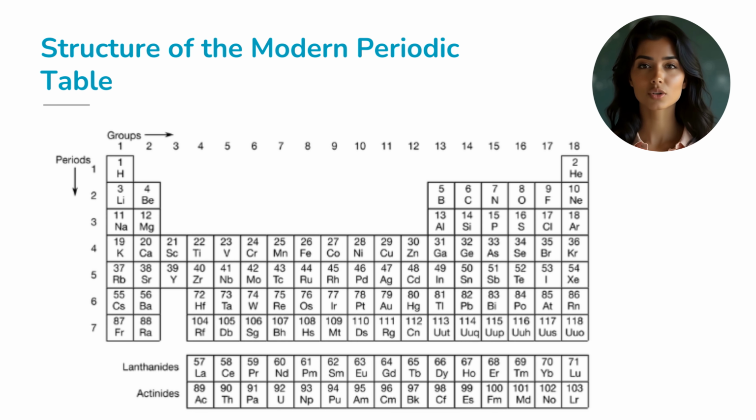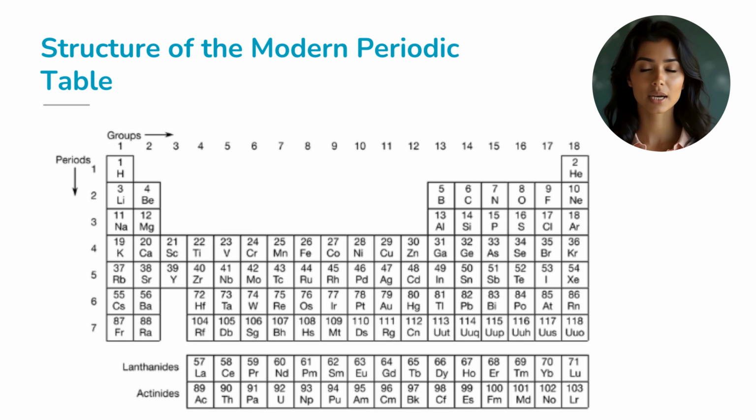You'll see 7 horizontal rows called periods and 18 vertical columns called groups. Each period corresponds to filling a new electron shell, starting with hydrogen and lithium and moving right across to noble gases like helium and neon. The vertical groups bring together families of elements that share common traits because their outermost electronic structures are the same.